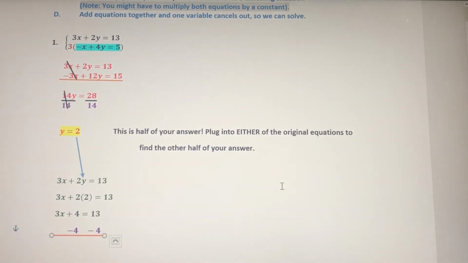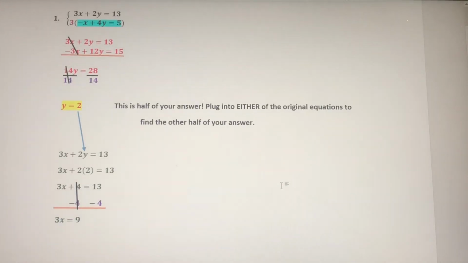I want to subtract 4 from both sides. That way I can start to get x by itself. Those 4s cancel out, which leaves me with 3x equals 9. Now I'm going to divide both sides by 3. And I get the other half of my answer, x equals 3. So remember, my answer's an ordered pair. 3 comes first because it's x. So 3 comma 2 is my answer.